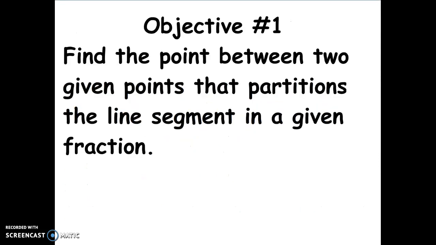Oh, actually, I'm sorry. First objective. With this lesson, all we're focused on today is finding the point between two given points that partitions the line segment in a given fraction. The thing we're focused on today is what we do when we're given a fraction rather than a ratio. If you want to, you can pause and take a moment to write this objective down. That would actually be great. Go ahead and pause the video and write this objective down and press play once you finish.